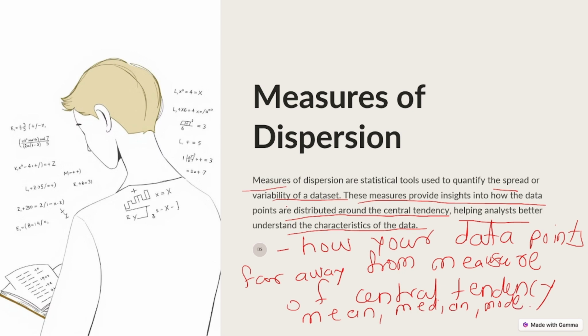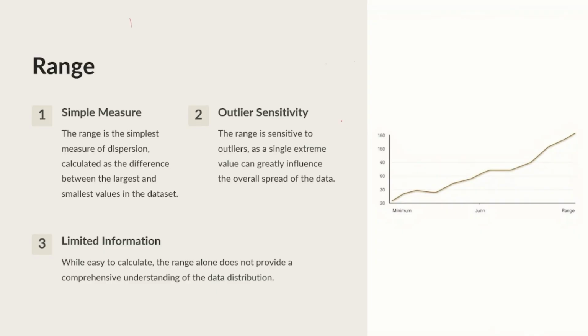So this basic definition you can write in the exam. Definitely this question is very important. Sometimes it is asked in interviews as well as in exams, for students who study statistics. Those people should know the definition. What is measure of dispersions? How your data points are away from the measure of central tendency. So let me clear this up, I will draw a diagram.